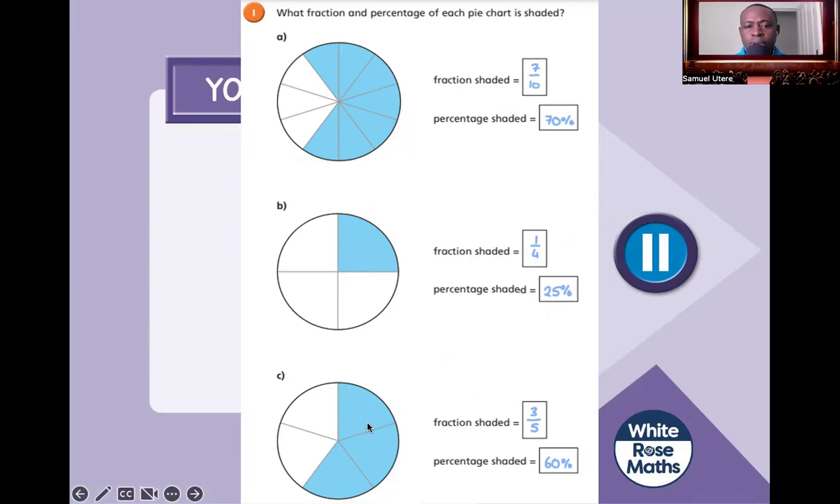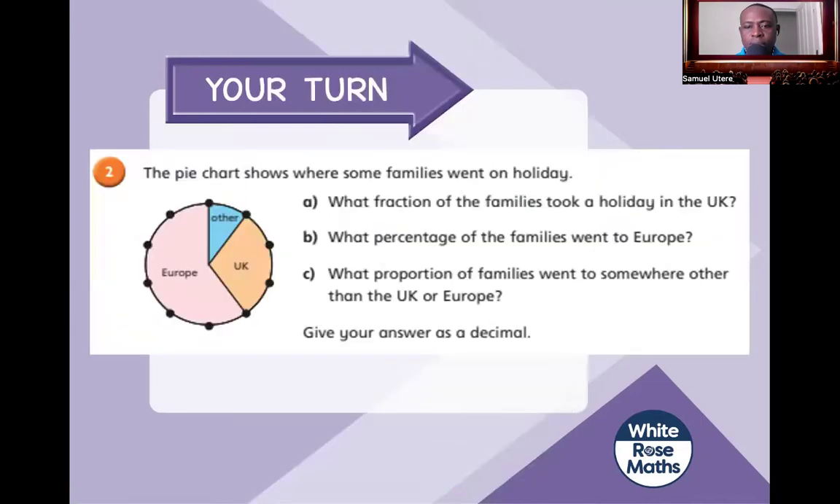Here, the circle is divided into 5 equal parts. 3 parts are shaded, and you can see that 3/5 is the same thing as 60%. Pause the video and answer question 2 in 2 minutes. Assuming you've paused the video and you've answered the questions, here are the answers. You can mark your work and celebrate your success.